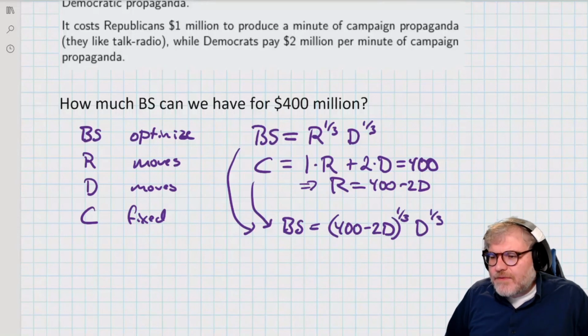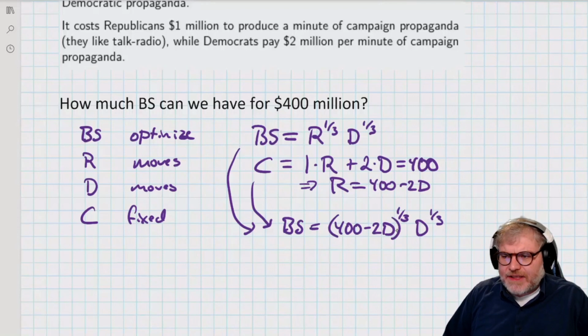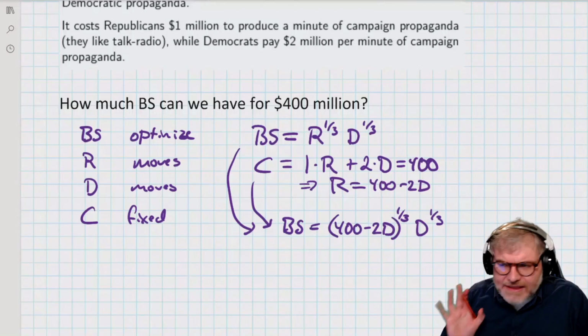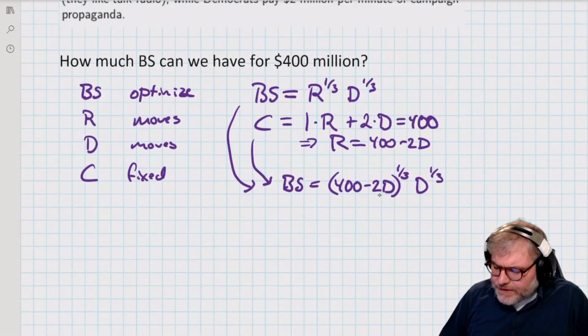Now, because both of these are to the 1/3, I actually could do a little bit of multiplication here, but I'm just going to leave this as it is for the moment. Because the exponent's the same, I actually could manipulate this, but let's just leave it like it is. Okay. Now I'm going to use the product rule. I'm going to take the derivative and set it equal to 0.